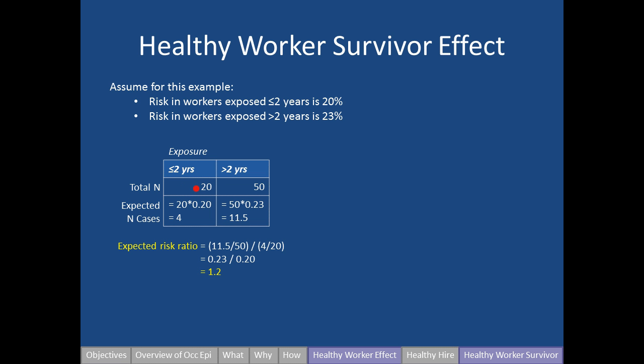So you had 20 people in this group, 50 people in this group. Your expected cases, you would just multiply the total people by your percentage. You would expect 4 cases during the follow-up period in this group, 11.5 cases in the high exposed group. I know there's a decimal there, just bear with me. If it makes it easier, you can think of this as 200 and 500, and this would be 40 and 111. But your expected risk ratio would be your risk in your high exposed group divided by your risk in your low exposed group. This is 1.2. So the exposure is harmful.